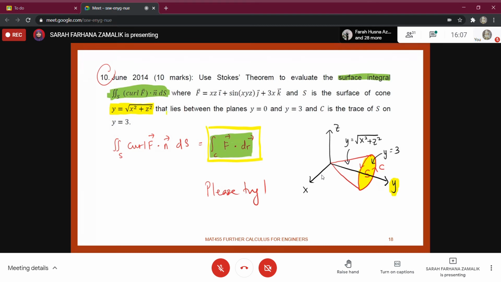That lies between the planes Y equals to 0 and Y equals to 3. Y equals to 0 ni teacher nak bagi tahu Y kita dekat sebelah positive Y. Okay. So Y equals to 3. Yes, inilah dia punya height of your cone here. So C is the trace of S on Y equals to 3. So itulah C. So once again, how do you know that is your S?